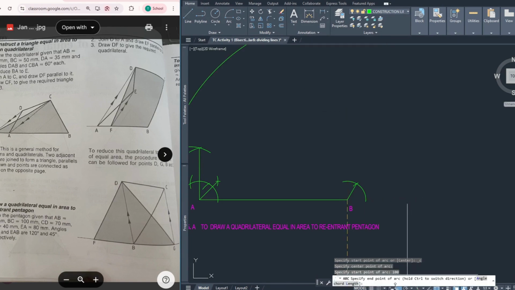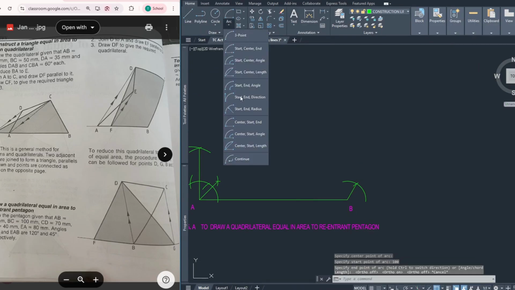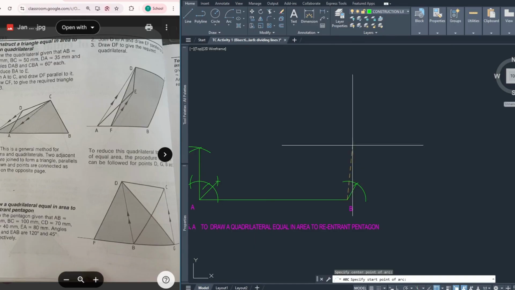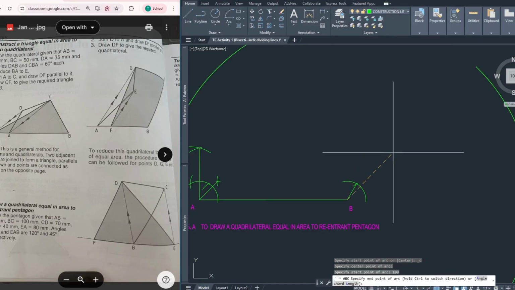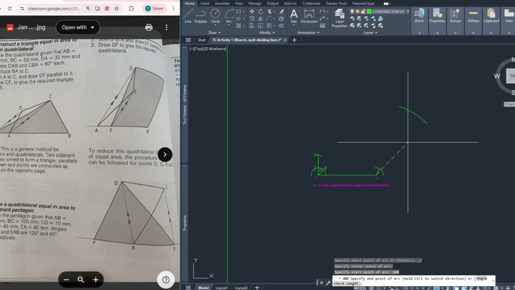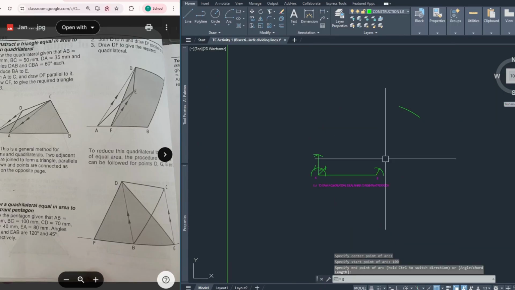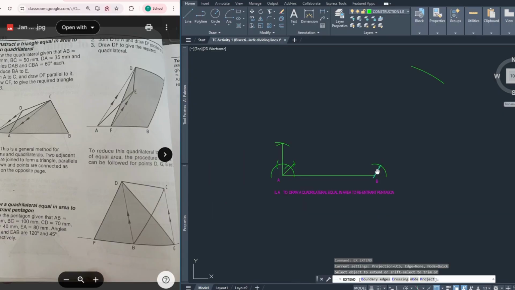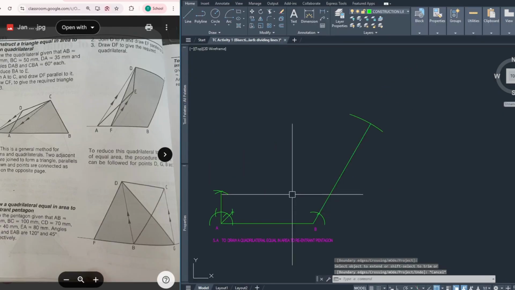Well, that's what I usually do. Remember to turn off ortho. This is what happens when you don't turn it off. So ortho, going up 100, enter. Extend this line, but we want it to extend up, so we have to extend closer to the top.